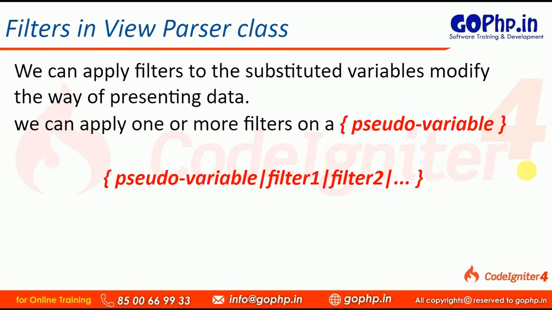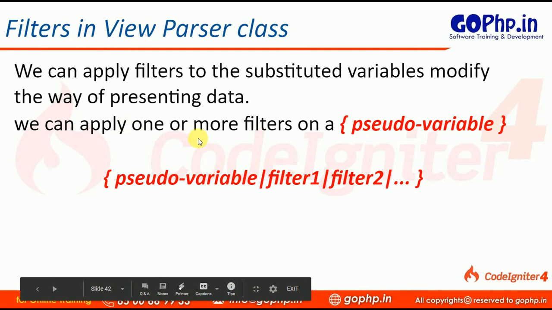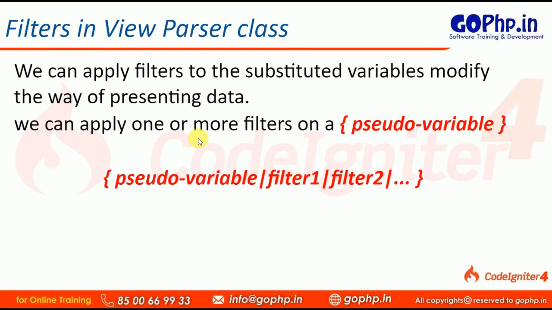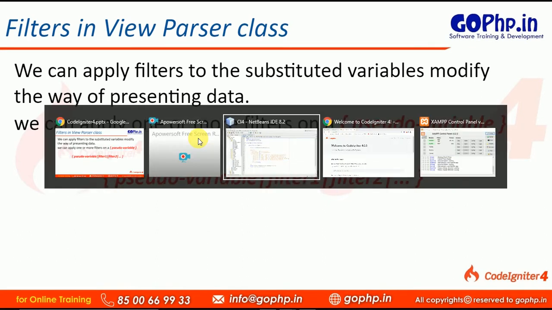For all these, our parser class is providing some predefined filters, and let us see how we can apply filters on our pseudo variables. Not only predefined, but if you want, we can create our own filters also, and that is nothing but custom filter creation. In the next session, we are going to discuss how we can create custom filters, how we can load them into our controller, and how we can apply them on the pseudo variables. Anyhow, if you want to apply one or more filters on a pseudo variable, we can apply one filter or two or more filters at a time. Yes, that is also possible, and let us see how we are going to apply filters on the variables.